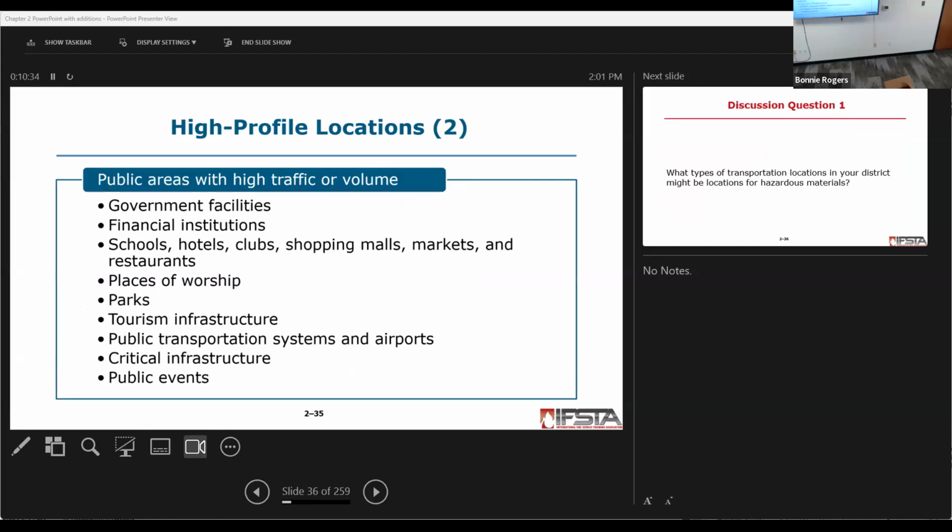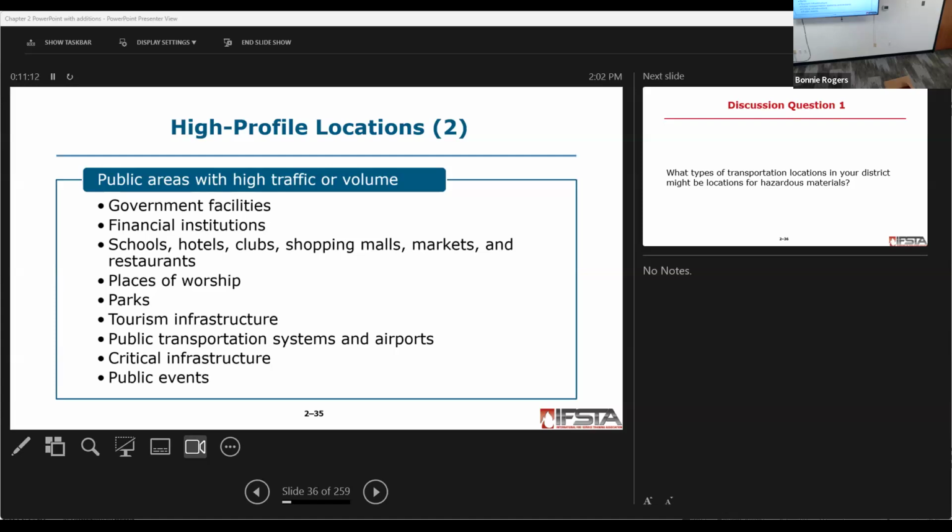We've got government facilities, financial institutions, schools, hotels. What would targeting a school do? Think about what the impact would be. It would be psychological. It would be a really emotional event, it would create a lot of trauma for not just the people involved, but people outside.